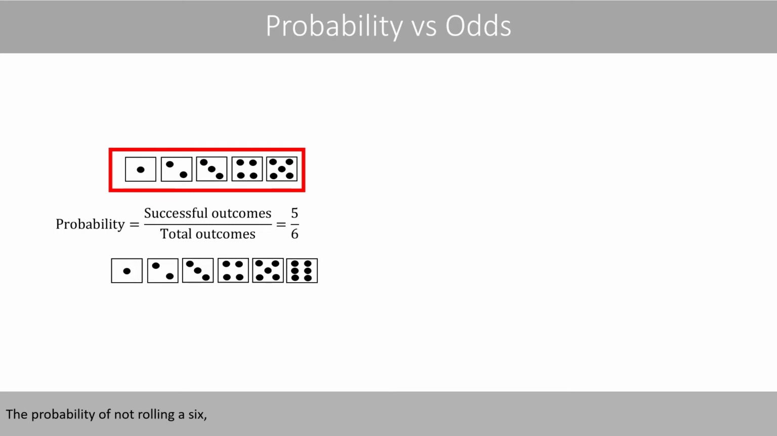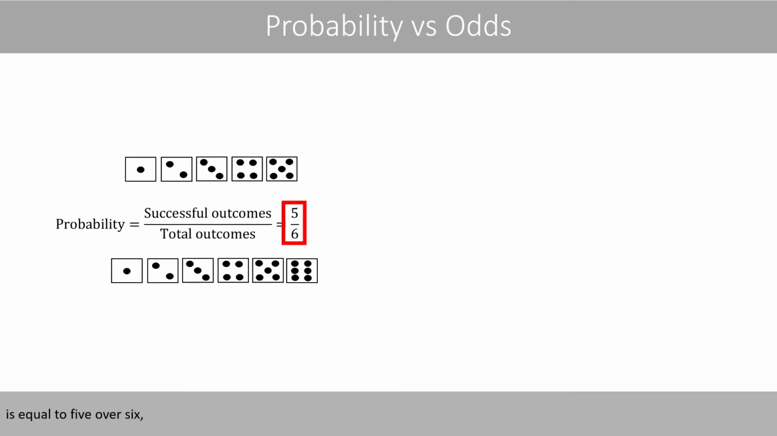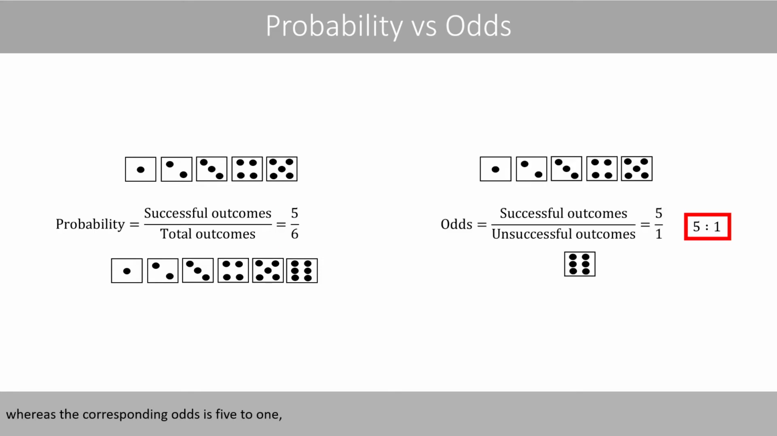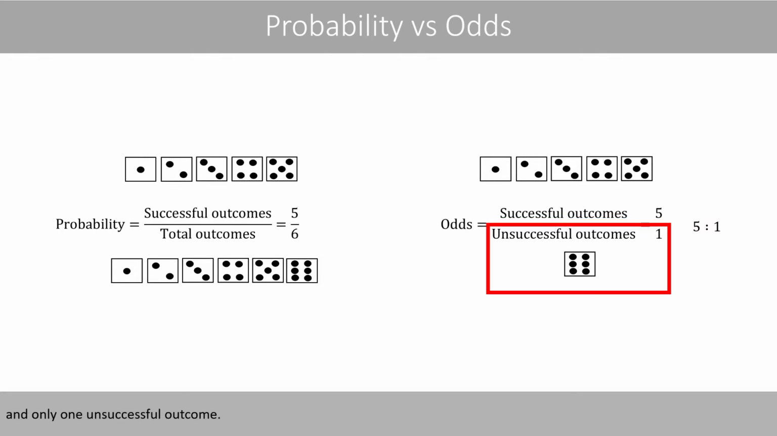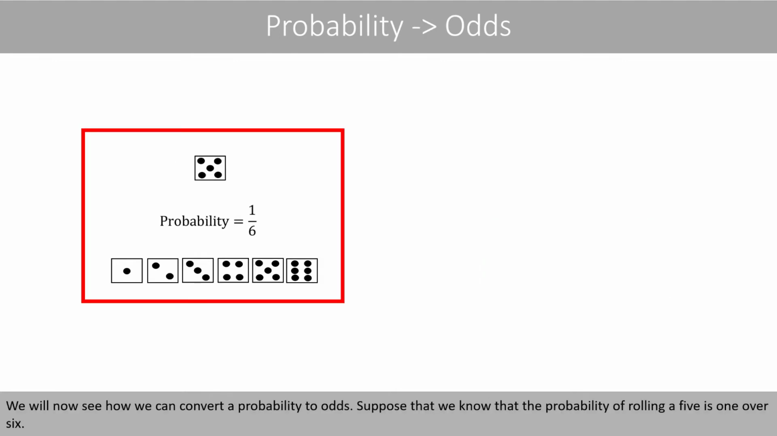The probability of not rolling a 6 is equal to 5 over 6, whereas the corresponding odds is 5 to 1, because there are now 5 possible successful outcomes and only 1 unsuccessful outcome. We'll now see how we can convert a probability to odds.